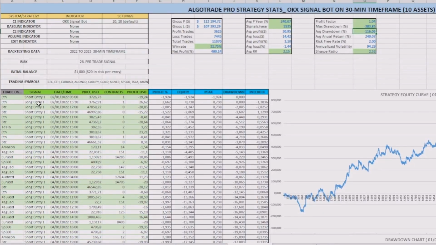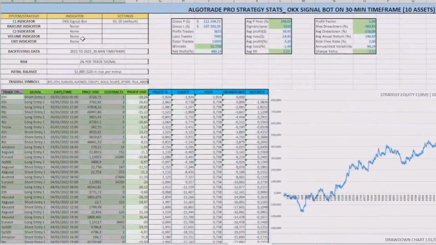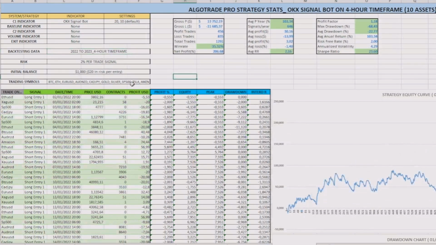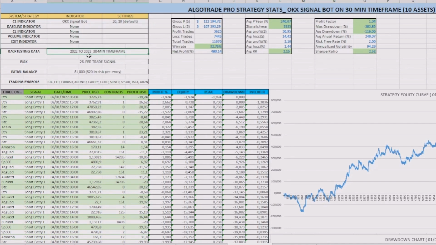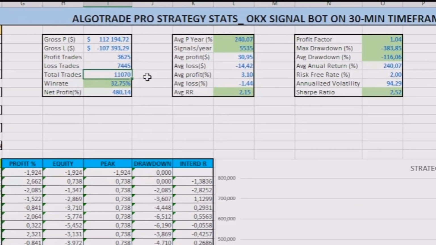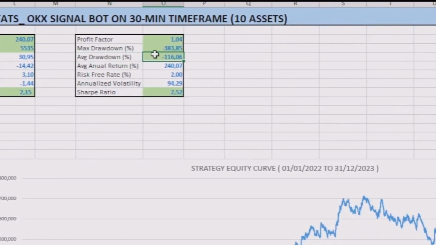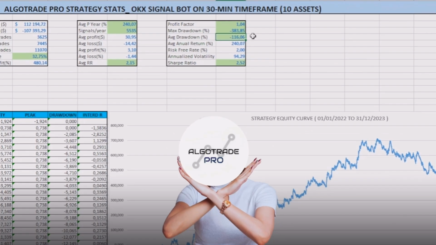After inserting all the trades on my trading journal, here I got the results of the OKX Signal Bot on the 30-minute time frame and here on the 4-hour one. On the 30-minute time frame, after more than 11,000 trades, this indicator got a win rate of 32.75% with a net profit close to 500% and an average drawdown of 116%, which is not a good sign.